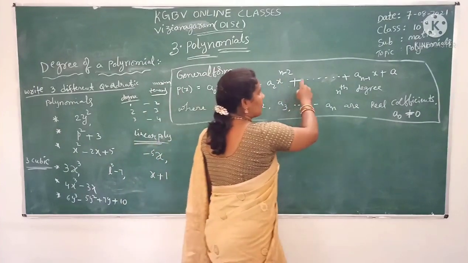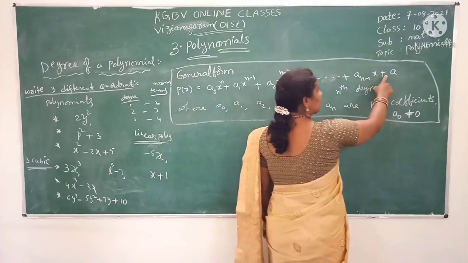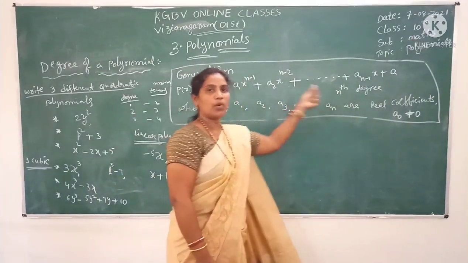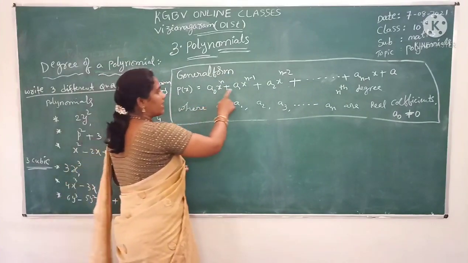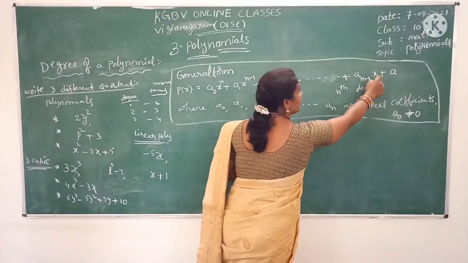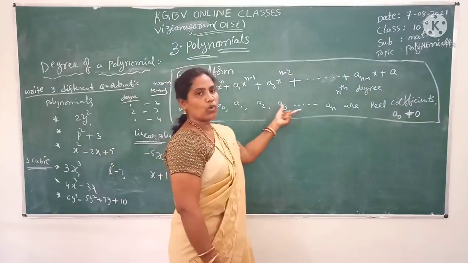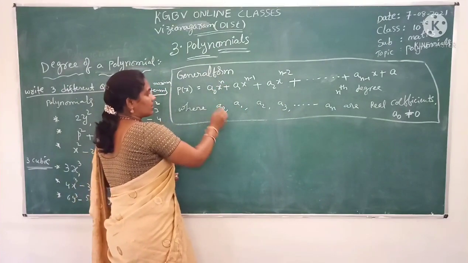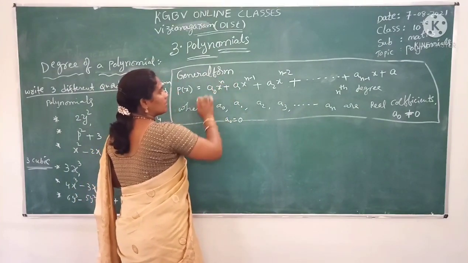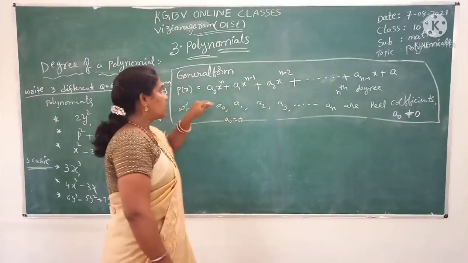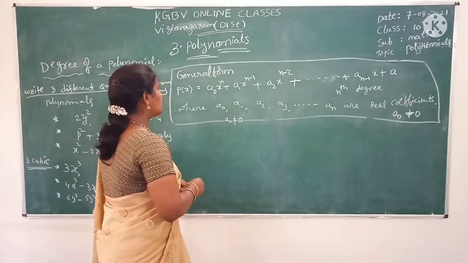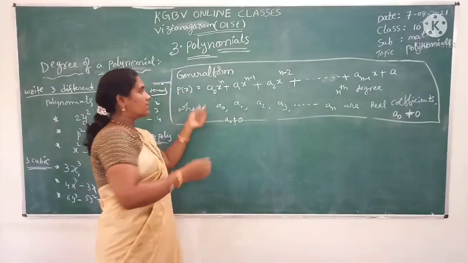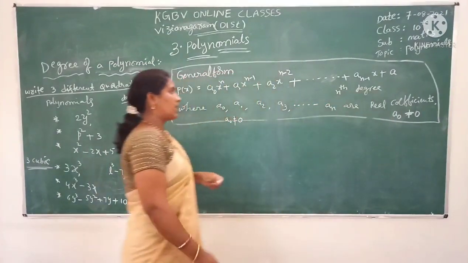plus a2 x power n minus 2, and so on, plus a n minus 1 into x plus the constant a n. So the highest power is n. This is an nth degree polynomial in variable x, where a0, a1, a2, up to a n are all real coefficients. In this polynomial, a0 is not equal to 0. If a0 were equal to 0, this term would be lost and it would be an n minus 1th degree polynomial. So a0 is not equal to 0, and the coefficients are real numbers.